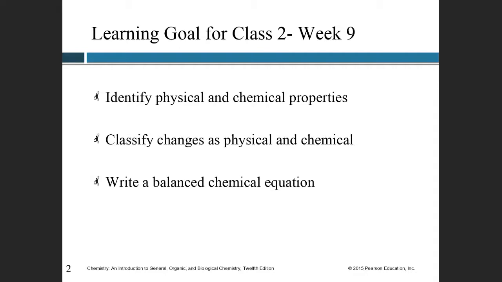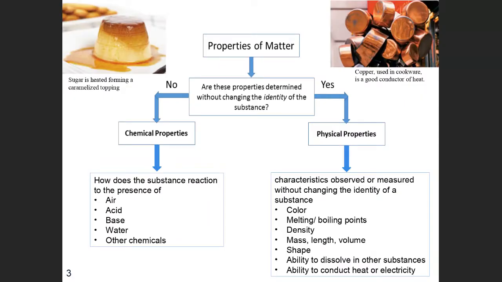For today, we are going to talk about how to identify the physical and the chemical properties, how to differentiate between chemical and physical changes. Take care while I'm speaking about the changes. And the third learning goal, we want to learn about how to write chemical equations. So let's start with physical and chemical properties.